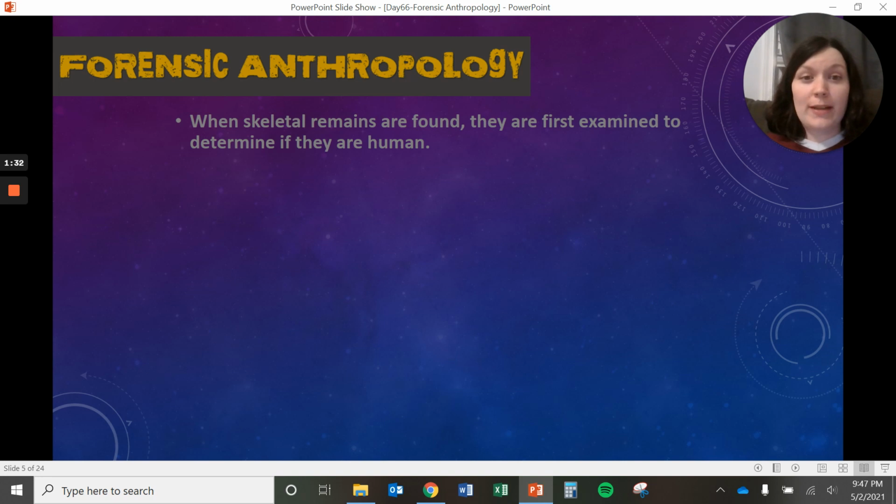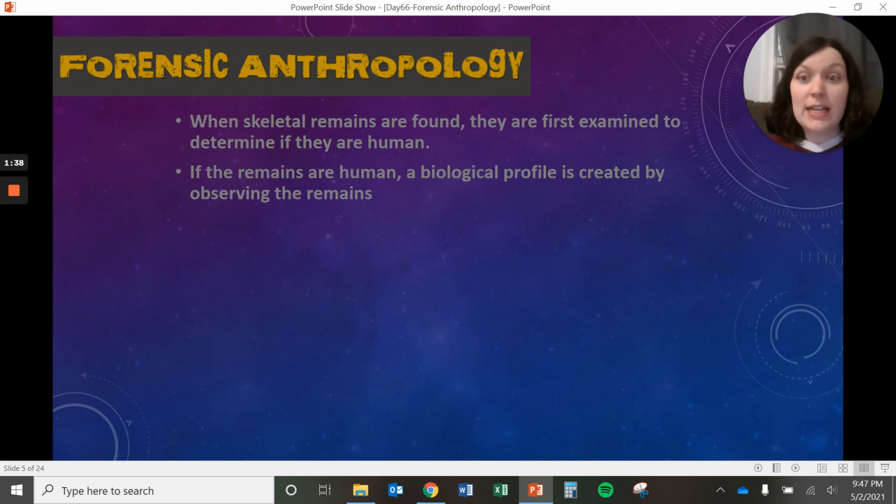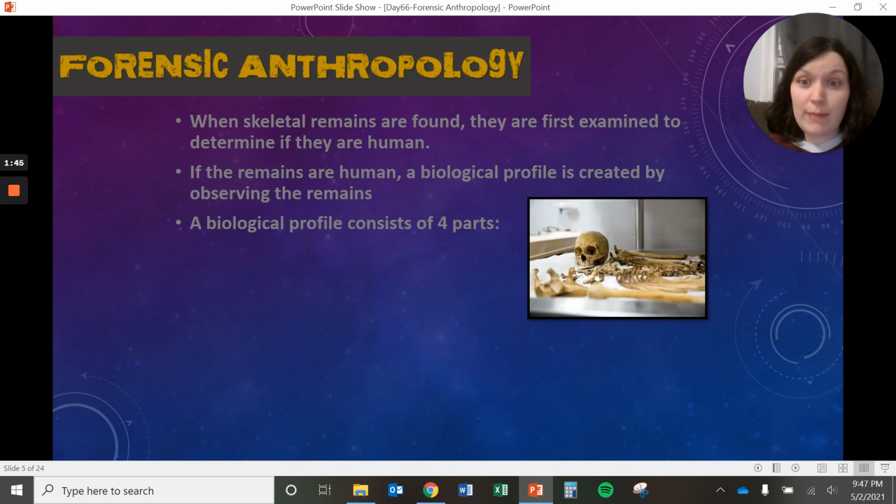Okay, when skeletal remains are found, they're examined, and first we need to figure out if they're human or not. If they are human, a biological profile can be created from observing the remains, and that profile is going to contain four parts: sex, age, height, and ethnic origin.